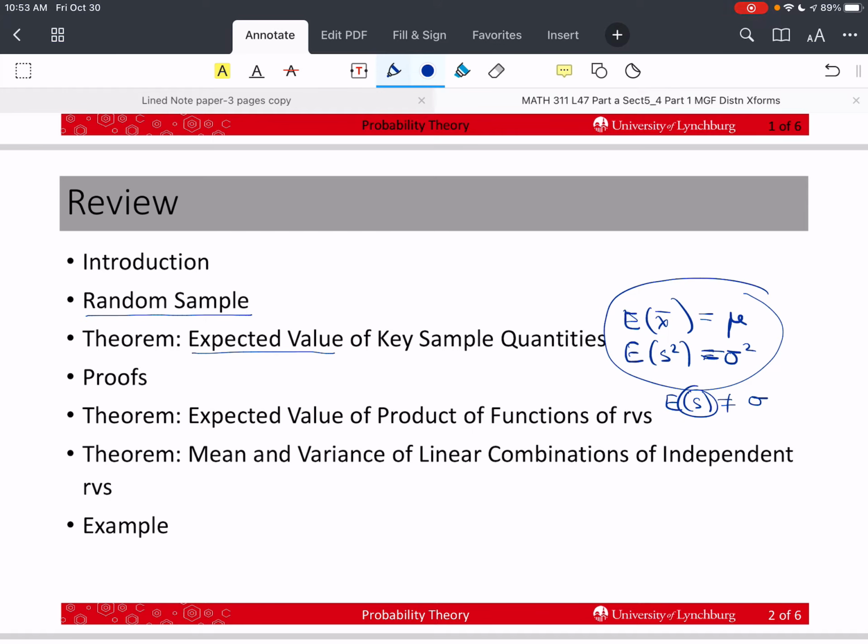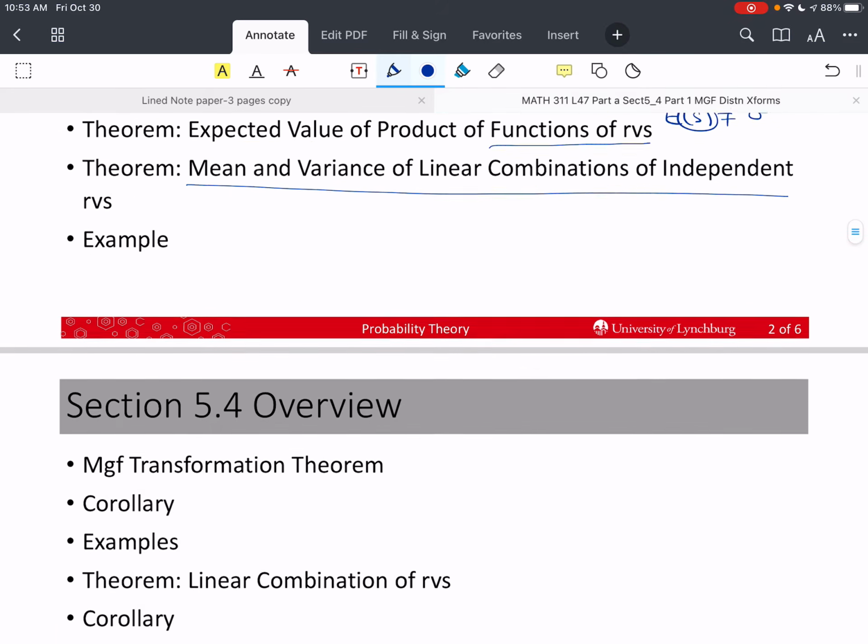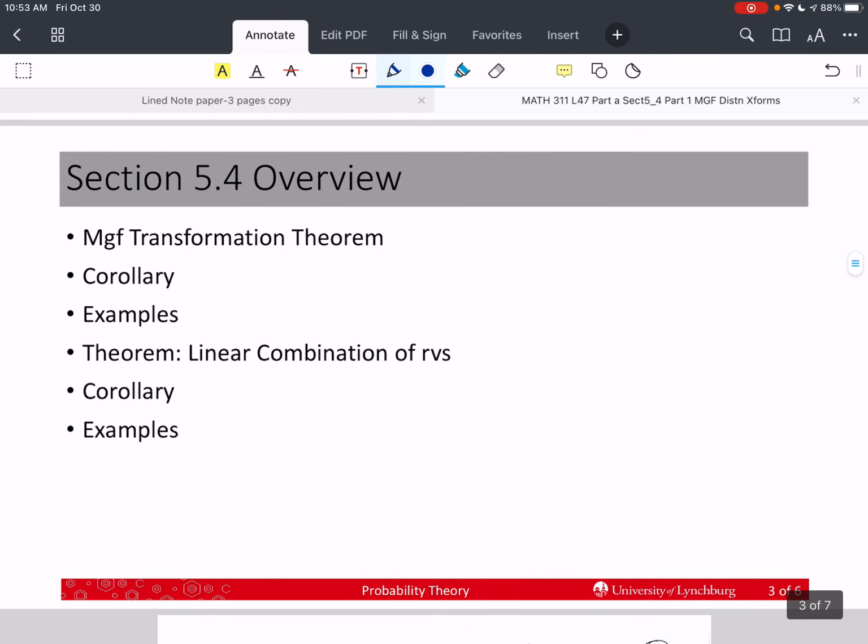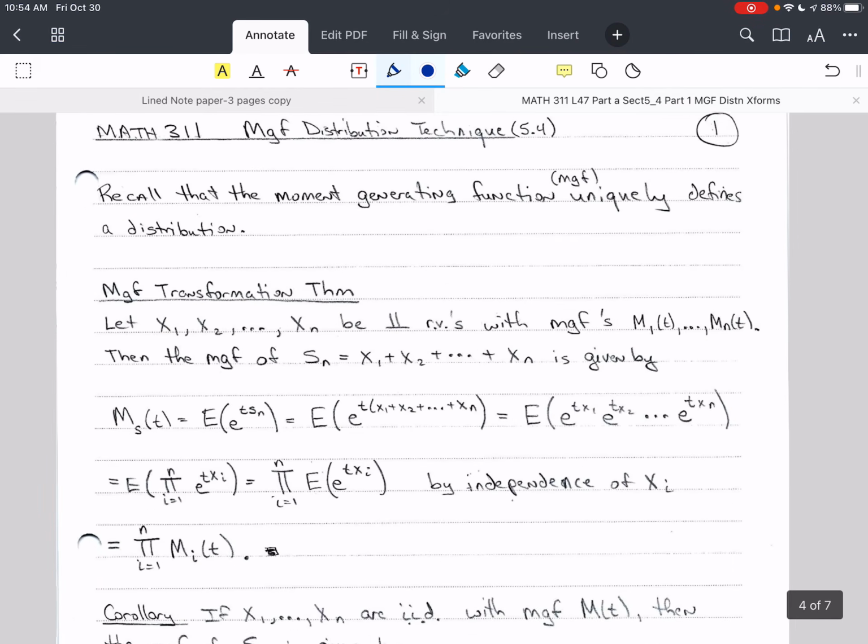We looked at a theorem for the expected value of the product of functions of independent random variables, and the mean and variance of the linear combination of independent random variables, and did some examples. In this section, 5.4, we're going to look at the MGF transformation theorem and a corollary, and try to get in some examples in this lecture, and then we'll do the rest of this in the following lecture videos.